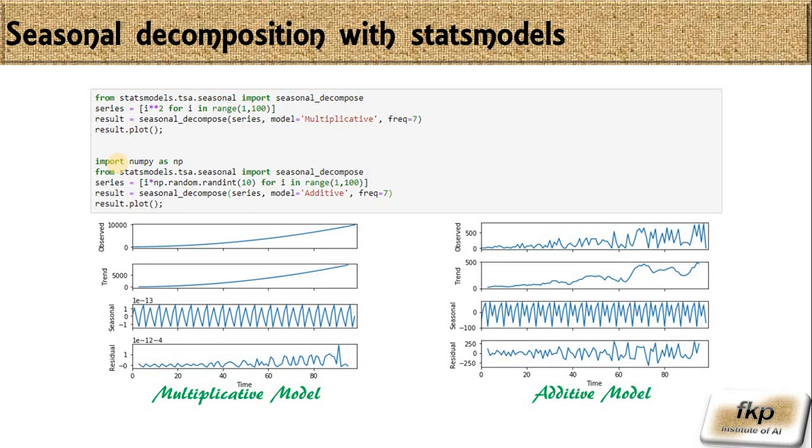Okay, let's go through the code. Here in this particular page, I am going to explain how the multiplicative and additive models look. Here you can see a multiplicative model of time series, where the observed time series is growing exponentially, and it's a trend. It is a clear graph actually.